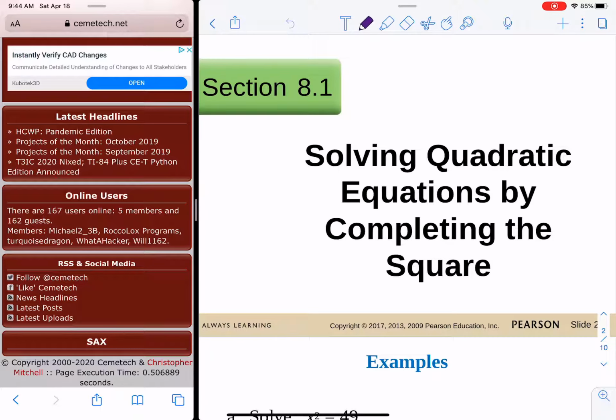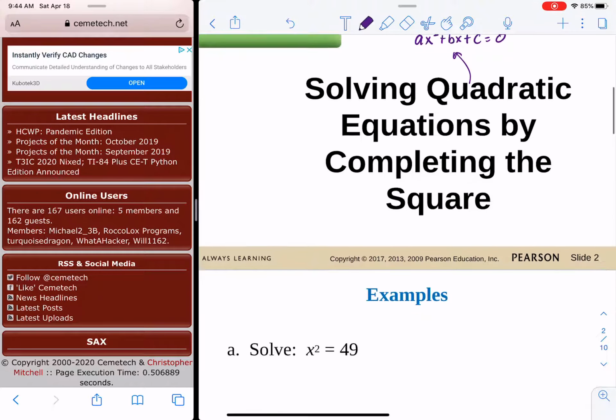The idea is quite simple. If we have an equation, we try to write one side, typically the left-hand side, as a perfect square, and the right-hand side as a number, and we simply take the square root on both sides to find the solution to the equation. And this only works for quadratic equations, which are equations of the form ax squared plus bx plus c equals 0.